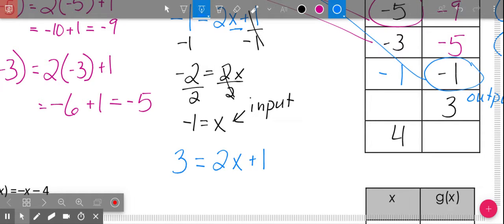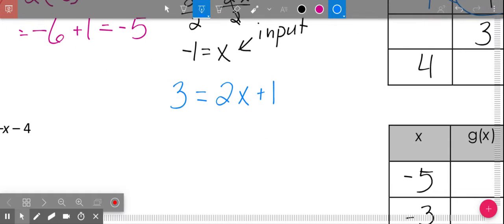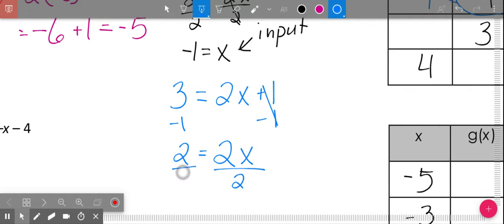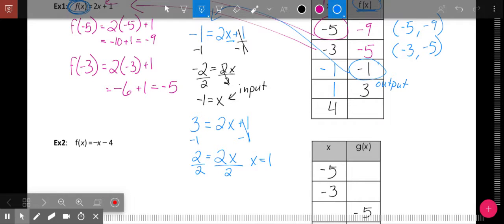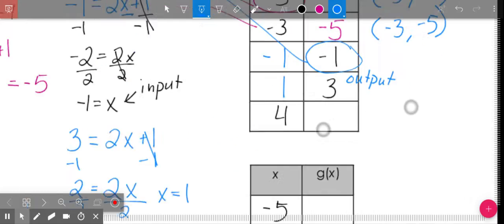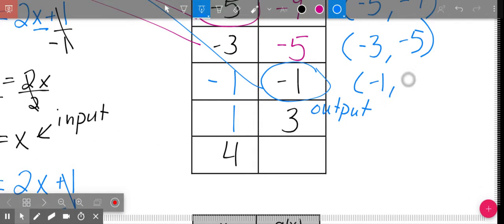Then we have to find the input that goes with it, so we're going to solve for x. We're going to subtract 1 from both sides. Those go away. 3 minus 1 gives me 2 is equal to 2x. And then we need to divide out the 2, and we'll get x is equal to 1. So this will be a 1 right here. So those will both be points: -1, -1, and 1, 3.